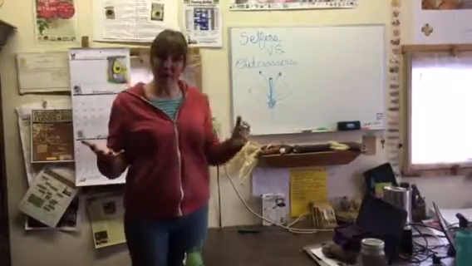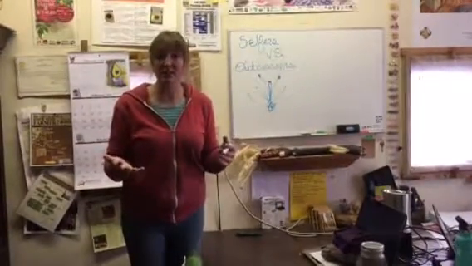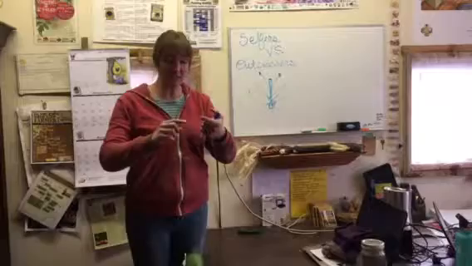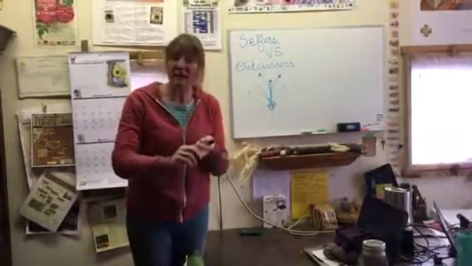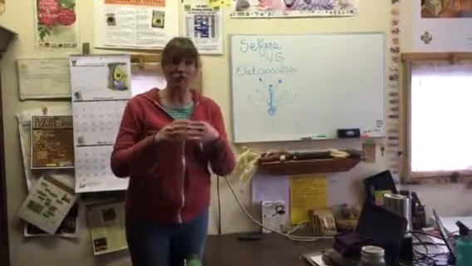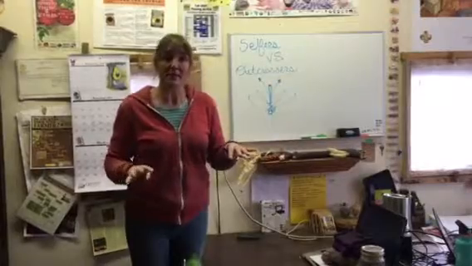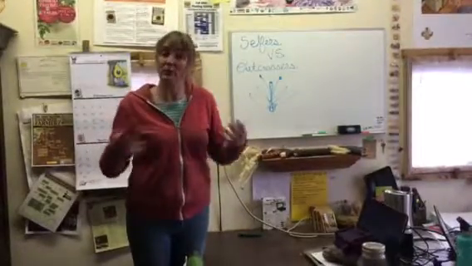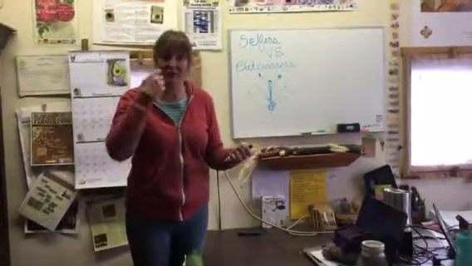So if you're brand new to seed saving, the easiest things to begin with would be tomatoes, lettuces, beans, and peas. Those are the most common vegetables that are self-pollinating. So plan on starting with those if you're brand new to seed saving.